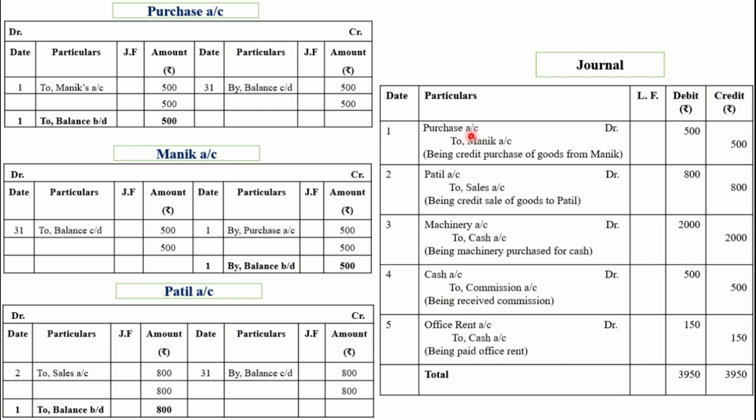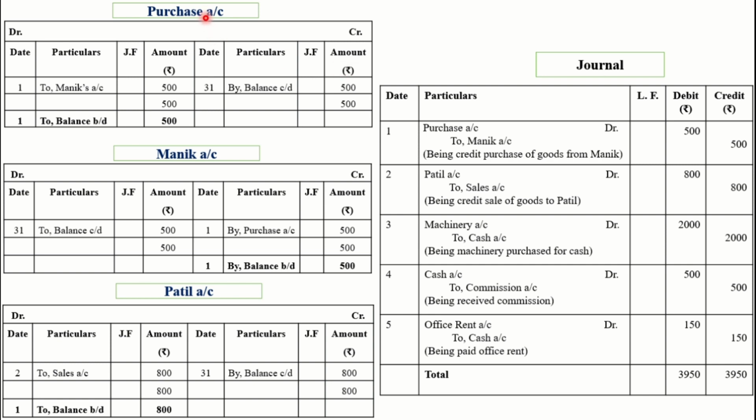First account is purchase account. That's why first ledger we are going to prepare is the purchase account. Okay, purchase account, this is a pro forma of ledger. Debit side, credit side. On debit side, date column, particulars, journal folio, amount. Similarly on credit side, date, particulars, journal folio and amount.